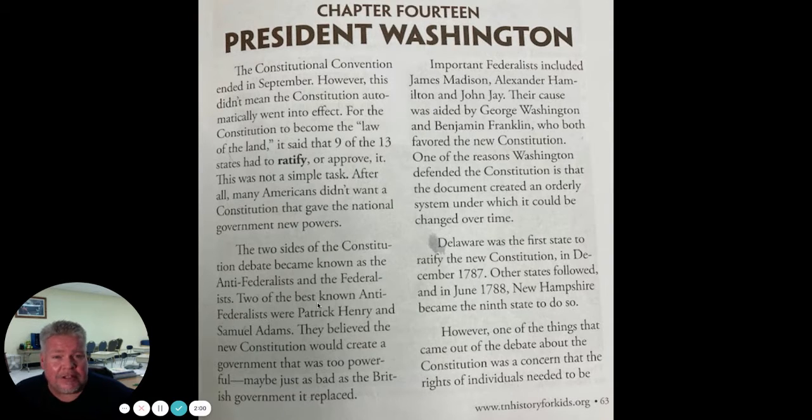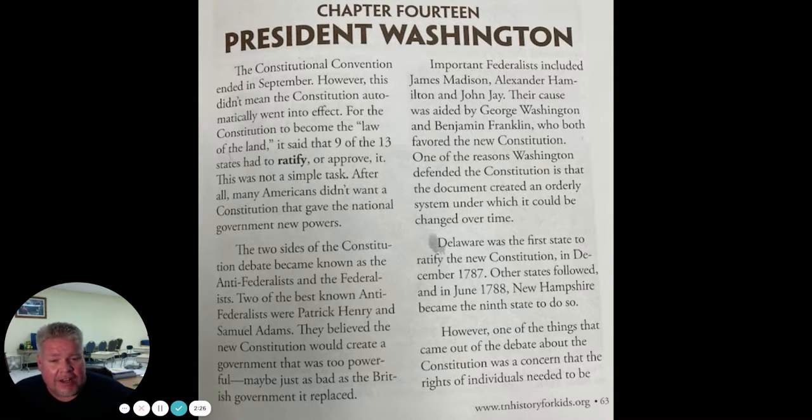Important Federalists include James Madison, Alexander Hamilton, and John Jay. Their cause was aided by George Washington and Benjamin Franklin, who both favored the new Constitution. One of the reasons Washington defended the Constitution is that the document created an orderly system under which it could be changed over time. Delaware was the first state to ratify the new Constitution in December of 1787.